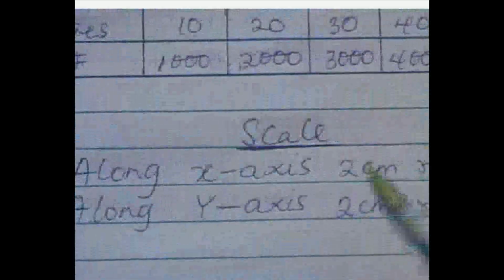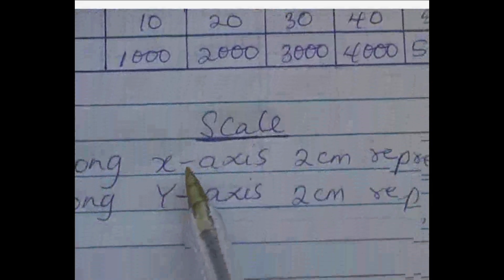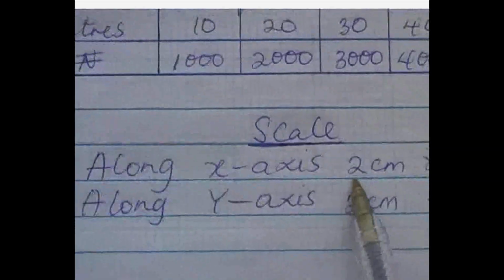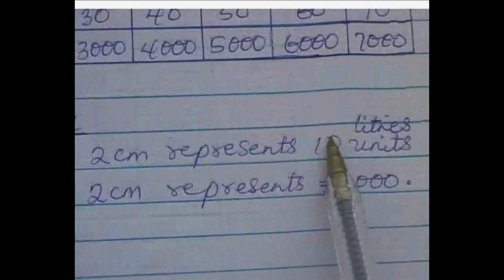Now, our scale along x-axis, that 2 cm represents 10 liters. That means this is the x-axis.